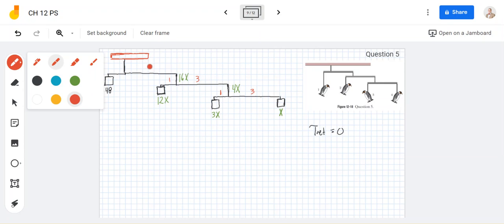I have the same distance, 3 to 1, which means if this is 16X, this one over here has to be 3 times as big, which is 48X, which is cool because 48X equals 48. Therefore, X is equal to 1. So that means that this guy weighs 1, this guy weighs 3, and this guy weighs 12. I think that's such a cool problem.